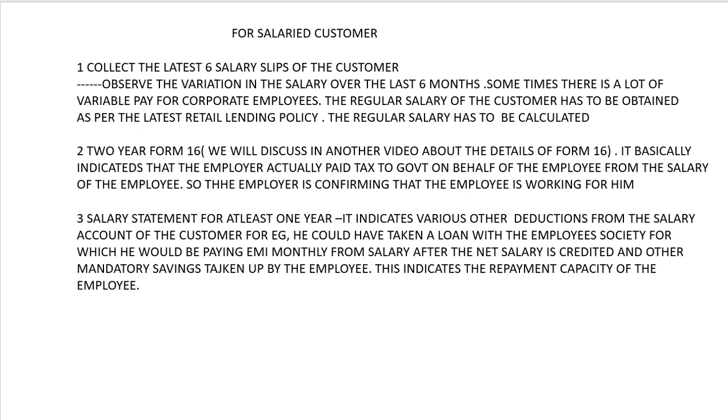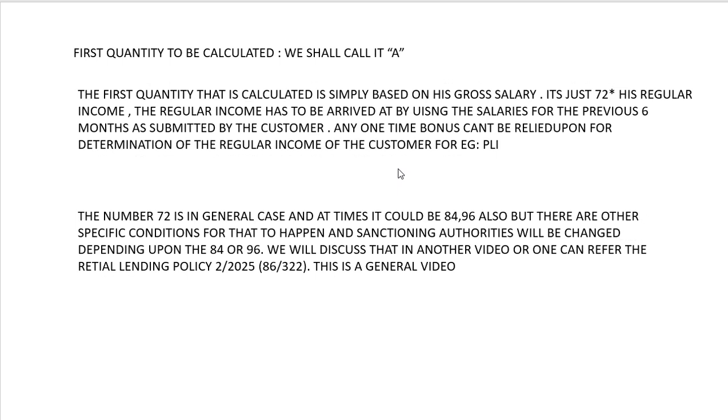So now, after collecting these 3 things, we are going to the next step. In this next step, we are calculating the maximum quantum of the loan that can be given to the customer based on the gross pay. In the entire video we will be discussing the calculation of 3 quantities in order to calculate the maximum quantum of housing loan that can be given to a qualified salaried customer.